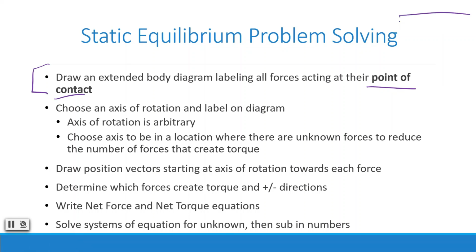So if I have a kid sitting here on a seesaw and a kid sitting here on a seesaw, I don't draw those forces at the center. I draw them exactly where they're acting. So I'm going to draw them on my seesaw exactly at the point where they are applied. Okay, so next, we are going to choose an axis of rotation.